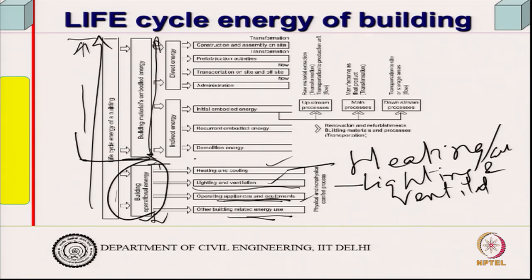For example, if I start from here, note the demolition, construction and assembly at site. First is the material, then construction and assembly at site, prefabrication activities if it is required, transportation to site and off site, and some energy might be spent in administration and things like that. So, initial embodied energy, then upstream processes, if you look at it, raw material production, then main processes, and then downstream processes. So, for example, upstream processes like I was talking about cement production.